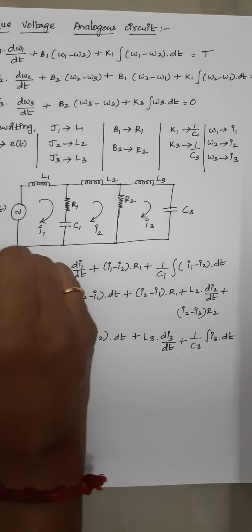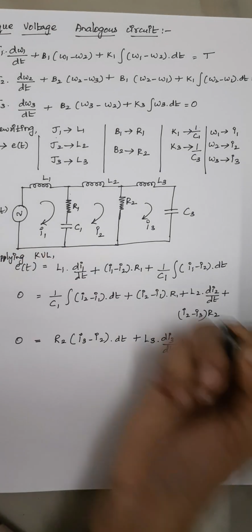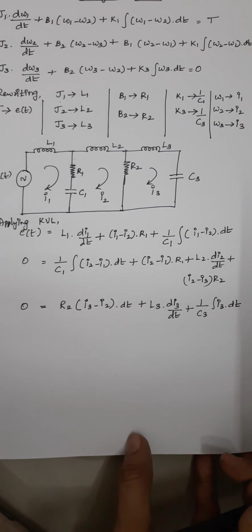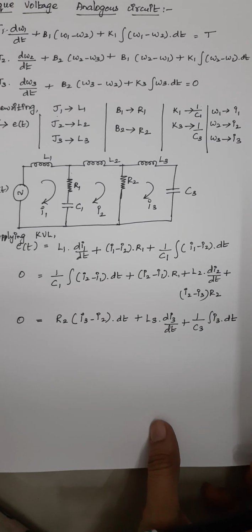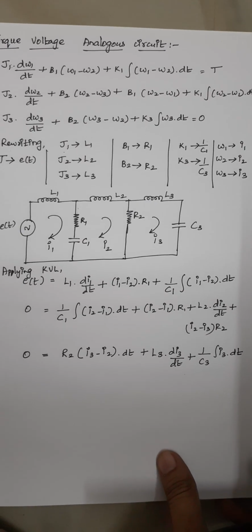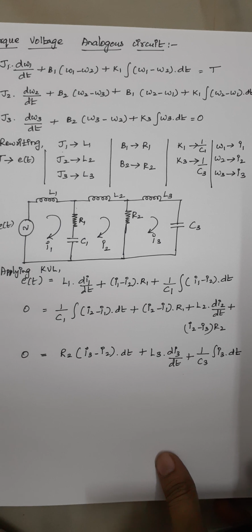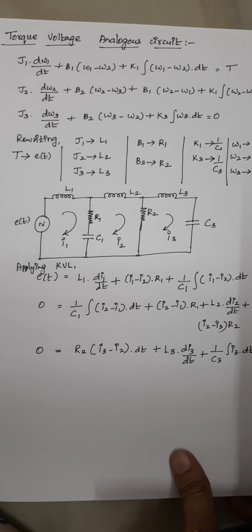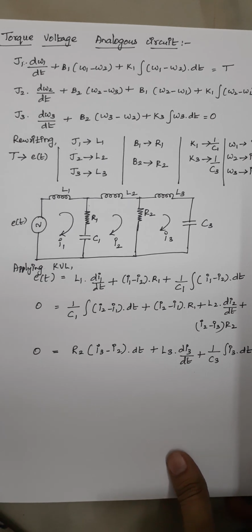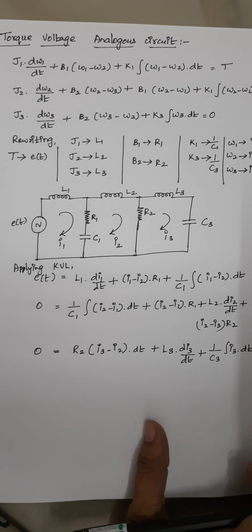So here just you can write it as applying Kirchhoff's voltage law. We are having these three expressions. Right. So from this, that's all. Here the torque voltage analogous circuit is over. Now I am going to draw the torque current electrical analogous circuit.